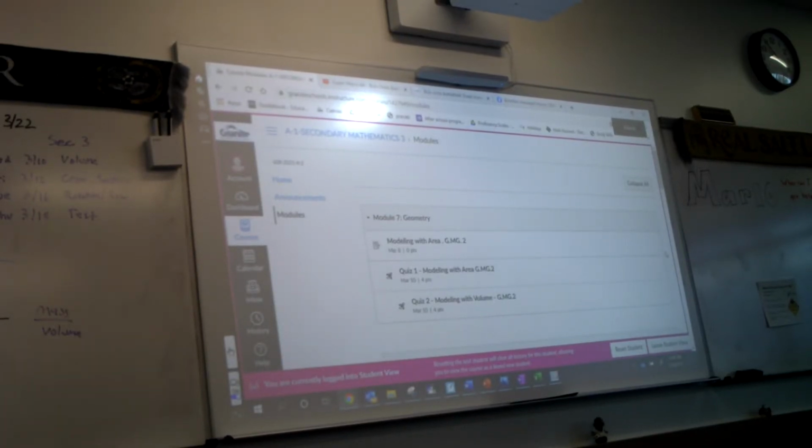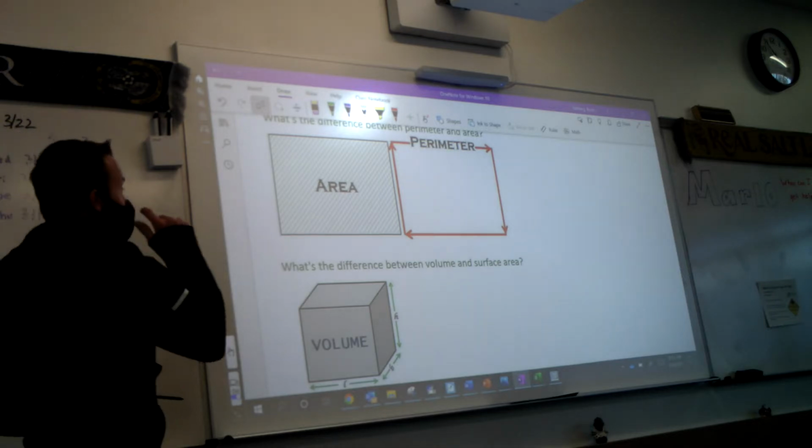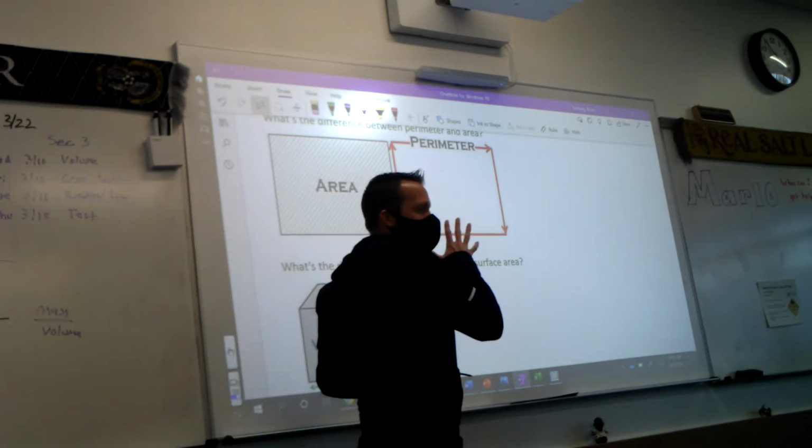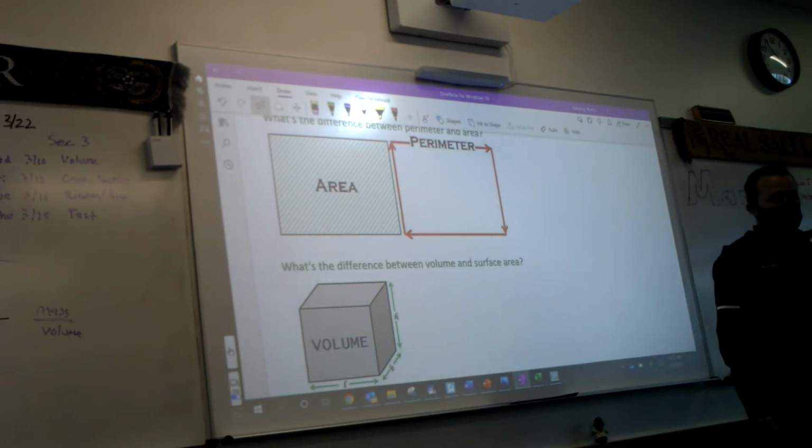Alright guys, so today we are going to go over some basics of volume. We're moving from two-dimensional shapes to three-dimensional shapes. So, who can explain the difference between, in two dimensions, area and perimeter? Area is inside and perimeter is outside.